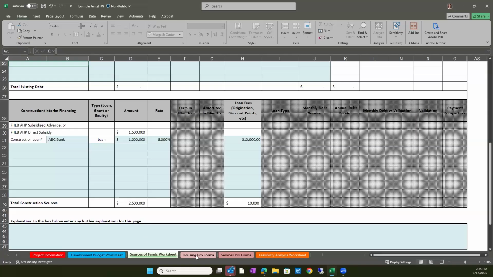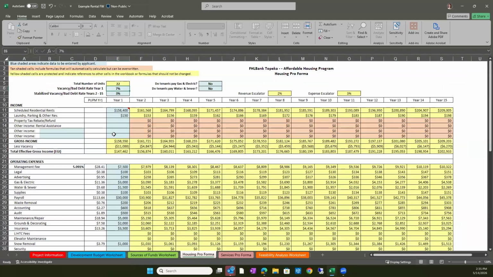So with that, I'm going to move to the housing pro forma. And I know this can look a bit intimidating out the gate if you haven't worked with pro formas much before. Lots of colors, lots of numbers going on. But hopefully we can simplify that a little bit here today.